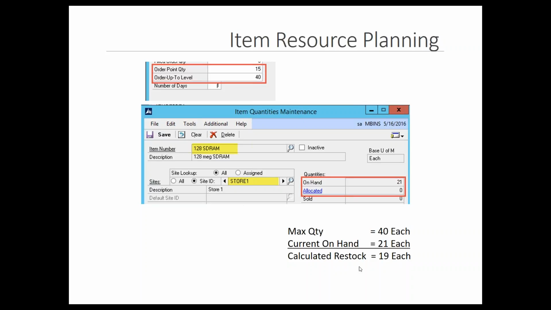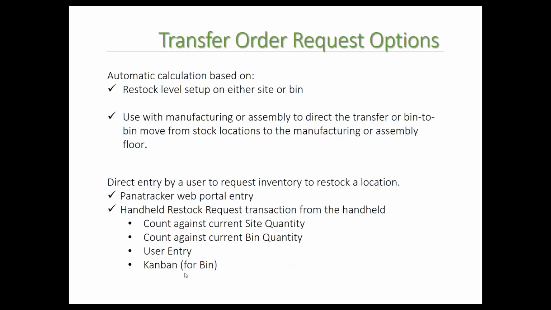So if my store 1 needs 19, my main warehouse is going to get a request to say, I need 19 more transferred to me, so transfer me some, basically an internal order. So that's on a site level. We also have that available on a bin level.